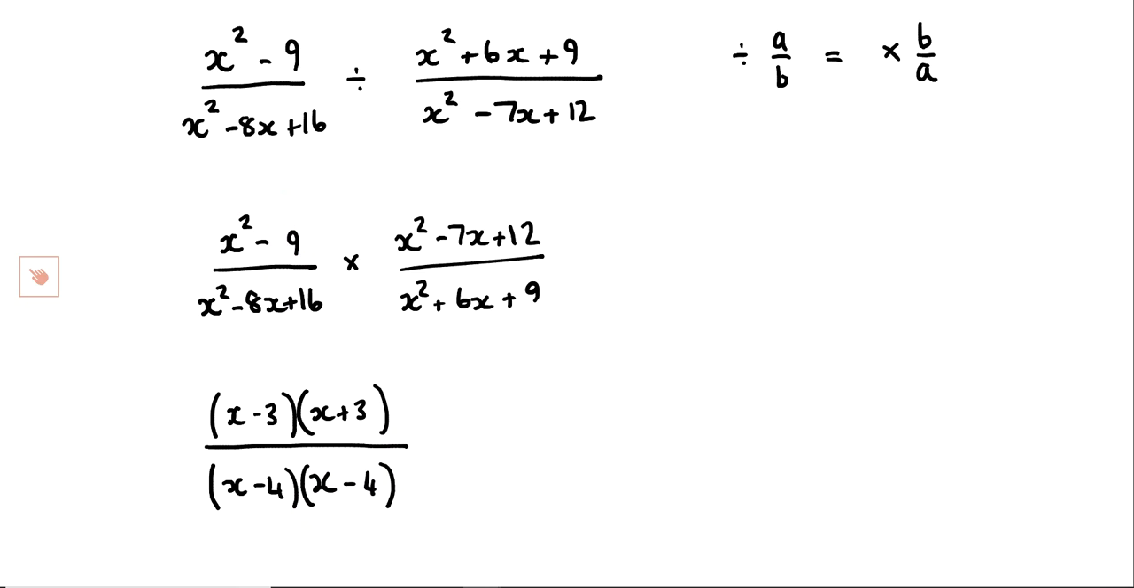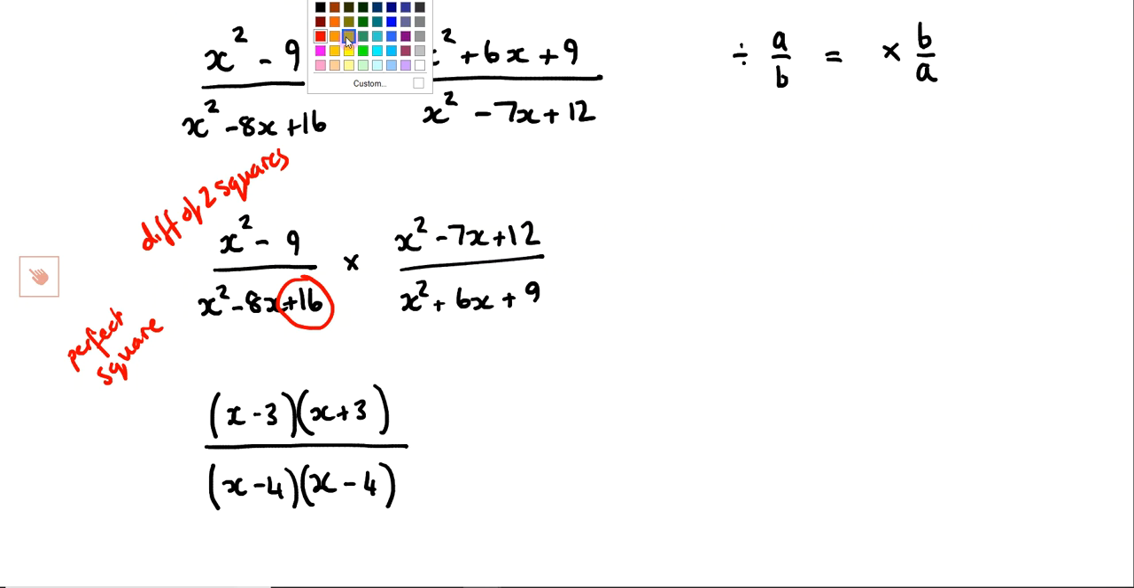What is this one called? Difference of two squares. Yes, that's the difference of two squares. Do you know what this one's called? Good, that's a perfect square. Which one's a perfect square? This one, because we've got a square number on the end, and this one is the square number divided by 2. Yeah, so it's a perfect square. Say it again, sorry. Can be written as x minus 4 squared.